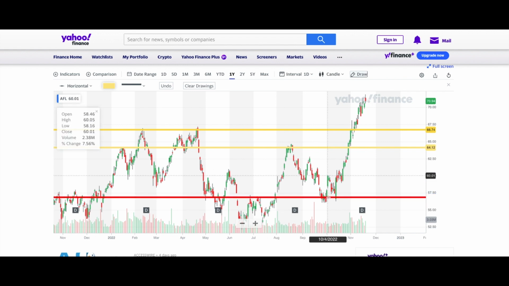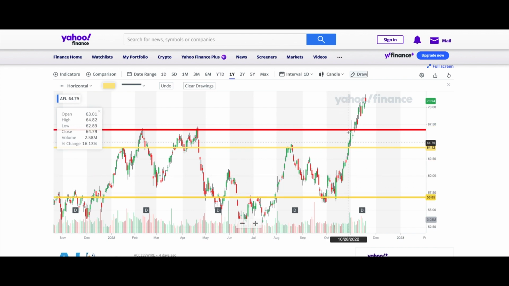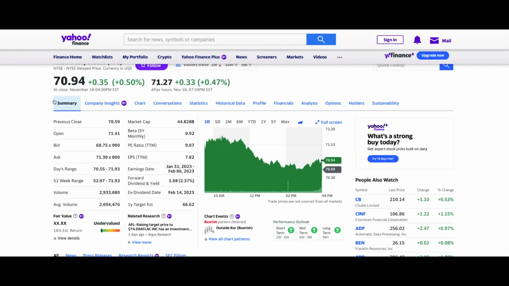But what we saw is that we hit this support at around 56, and then we moved past all our previous resistance points, and we're now way above it. Now, what we're seeing, to me, in my opinion, is that AFL is starting to look very, very much extended. And what do I mean by that? Let's look at it on a 5-day time frame.